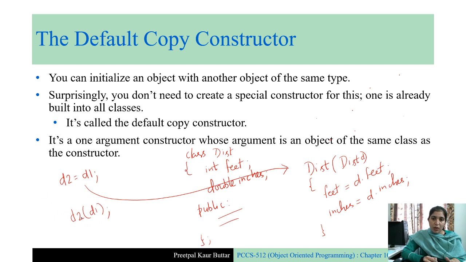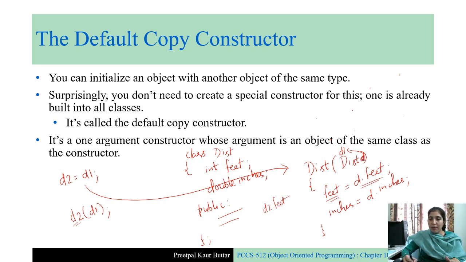So you are calling the constructor and passing as argument the object d1. So d1 will be copied here, d will be equal to d1, and inside the body, what are we doing? feet equal to d dot feet. What is feet here? feet belongs to d2. Why? Because this copy constructor is called by d2. So d2 dot feet is equal to d dot feet.